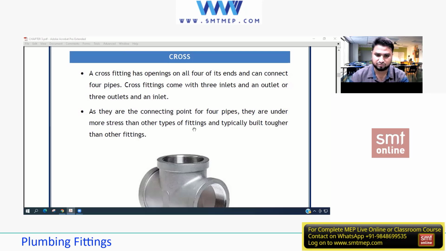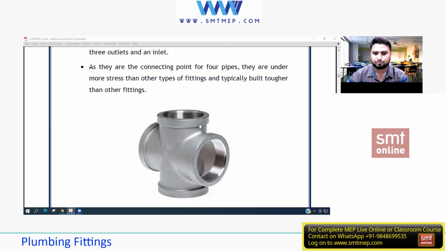Okay, so this is one fitting over here, which we can see, and you can see these internal threads. So this is basically female or male. We'll be seeing what male and female mean in the future.